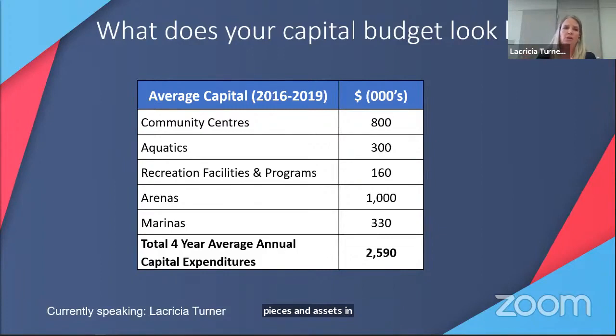Our community centers see about $800,000 a year, right up to our arenas with $1 million. Then some of our smaller capital accounts are for recreation facilities and programs. We keep a little bit of money aside in a capital account every year to replace things like equipment in our fitness centers. Next slide, please.